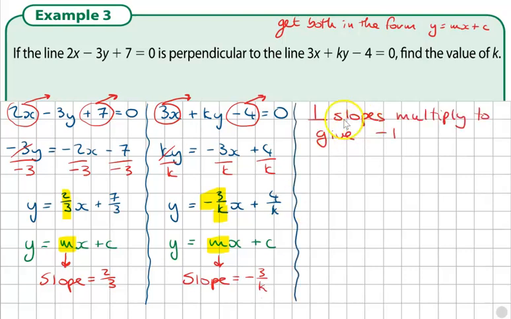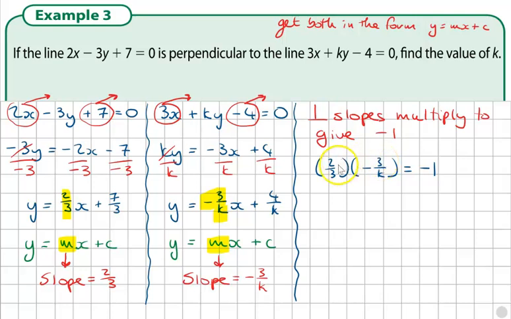Perpendicular slopes multiply to give minus 1. You must learn this off. So 2 over 3, that's the first slope, multiplied by minus 3 over k, that's the second slope. They should multiply to give minus 1. So we're going to do top by top, bottom by bottom. So 2 times minus 3 is minus 6.